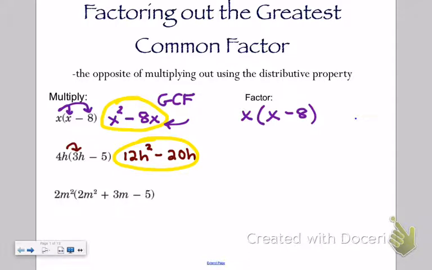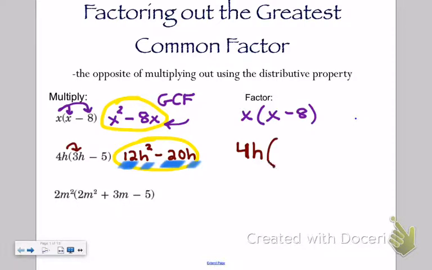First, we start with the coefficients. What is the greatest common factor of 12 and 20? The biggest number that they're both divisible by is 4. Then we look at our h's. We can only pull out what both of them have. So they each have at least one h.